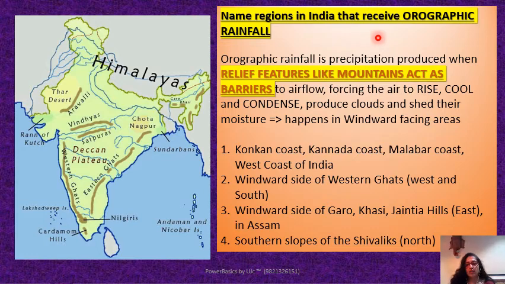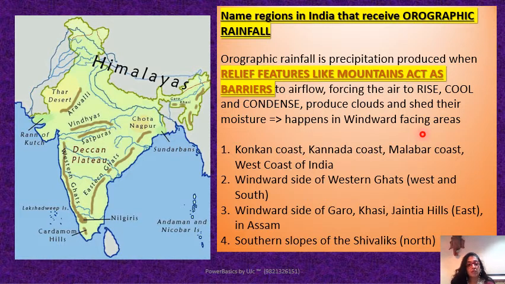Name the regions in India that receive orographic rainfall. Orographic rainfall is what we learned last year. It is precipitation produced when relief features like mountains act as barriers to airflow, forcing the air to rise, cool and condense, producing clouds, and these clouds shed their moisture. So it happens in the windward facing areas.